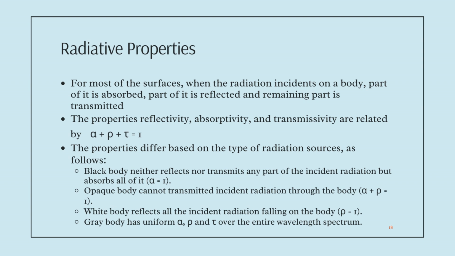Moving to next slide. Radiative properties. When radiation hits a surface, part is absorbed, part reflected, and part transmitted. Absorptivity plus reflectivity plus transmissivity equals 1. Types of bodies. Black body absorbs all, alpha equals 1. Opaque body reflects and absorbs, no transmission. White body reflects all. Gray body has balanced properties across all wavelengths.